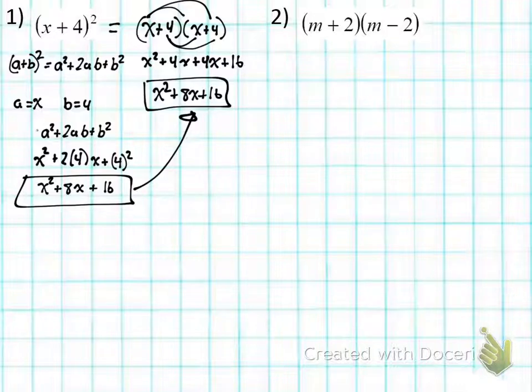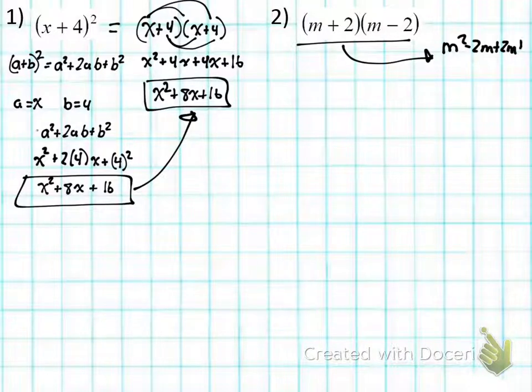Now I'll do the second one. The second one is a difference of squares, which, if you look at your notes, is a plus b times a minus b equals a squared minus b squared. Normally you would have to do this, the old way. Watch carefully. You would go m times m is m squared, minus 2m, plus 2m, minus 4. Then you would combine like terms, leaving m squared minus 4. This is the old way, and that's the answer.